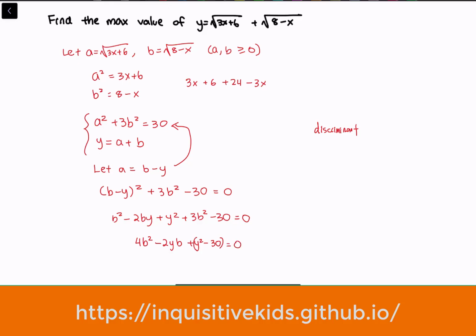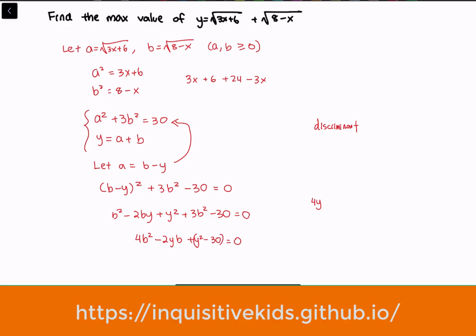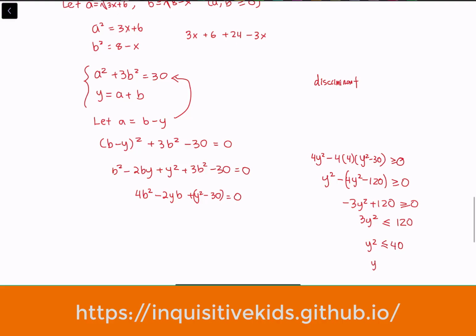Now let's apply the discriminant. We know that 4y squared minus 4 times 4 times y squared minus 30 must be greater or equal to 0. We can divide 4 on both sides to get y squared. This is equal to negative 3y squared plus 120 is greater or equal to 0. Now we know that y must be at most the square root of 40, which is 2 times the square root of 10. Now we have the upper bound for the values of y, but what's the lower bound?